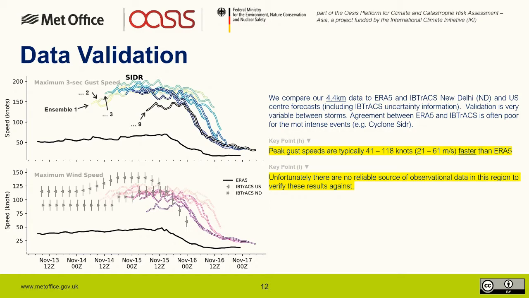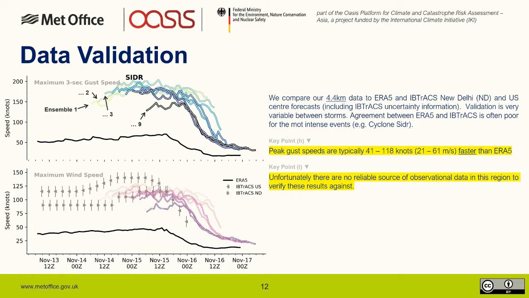Our regional model data is shown as the coloured lines, noting that all 9 ensemble members here are plotted in sequentially darker colours. So we start with ensemble member number 1 over here on the left, ensemble member number 2, 3, and we end with ensemble member number 9 over here. Also note that the IBTrACS data does not give an estimate of the maximum 3-second gust, so for the gust speed comparison we're only comparing our regional model against ERA5.